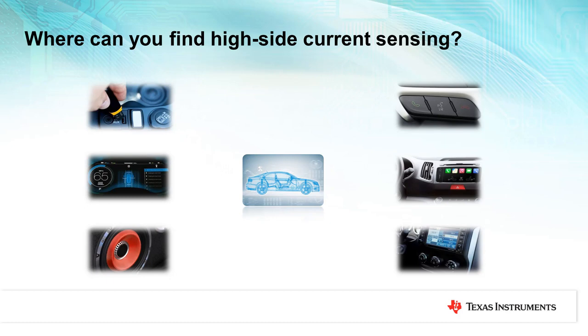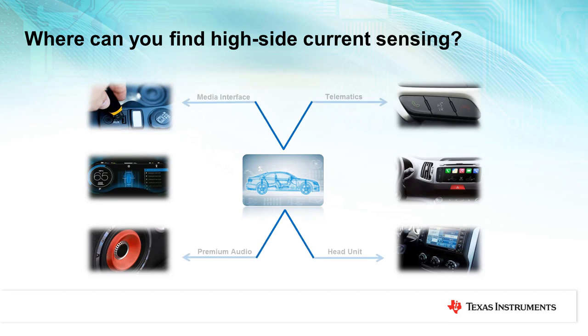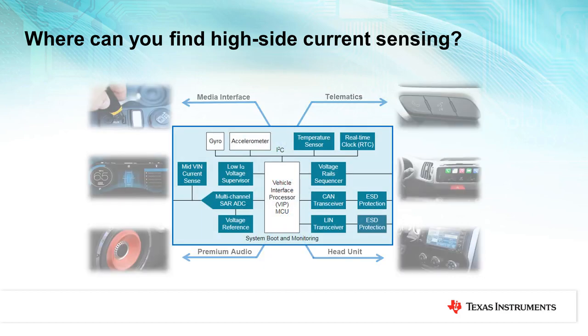So let's start our discussion with an example from an automotive infotainment system. Here's a simple graphic that provides an overview of the various systems in the infotainment and cluster space. Many of these systems will often include an MCU or application processor for controlling various actions. The MCU is surrounded by peripheral components that perform system monitoring and diagnostic functions, such as current sensing. So really, current sensing can be found in any automotive system with an MCU, making it a very widespread function.